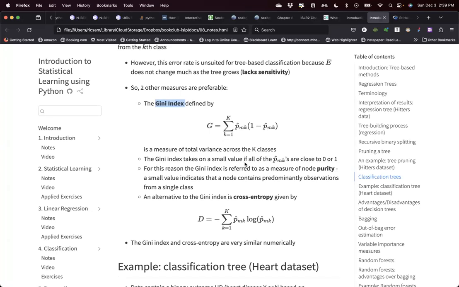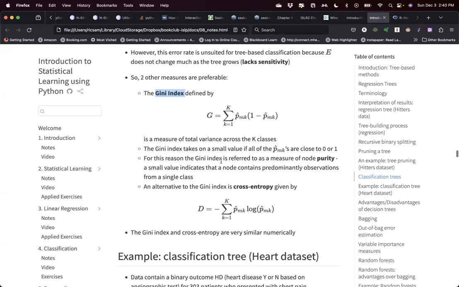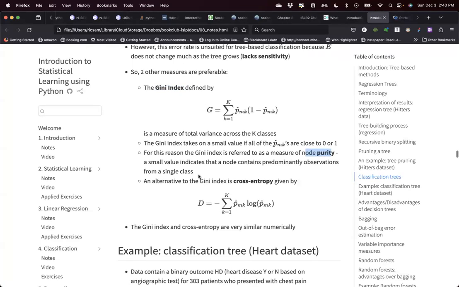The Gini index is going to be between 0 and 1, as you can visualize from those probabilities. It is a measure of what is called node purity. A small value indicates that a node contains predominantly observations from a single class. So the smaller the Gini index is, the better the purity of the node. And that's what is going to be used for selecting the root node and selecting the other variables in that tree.